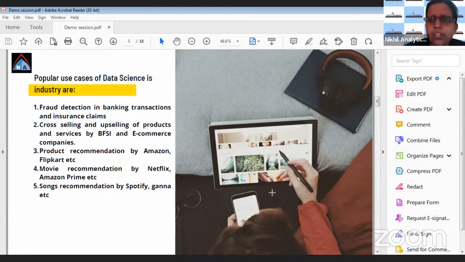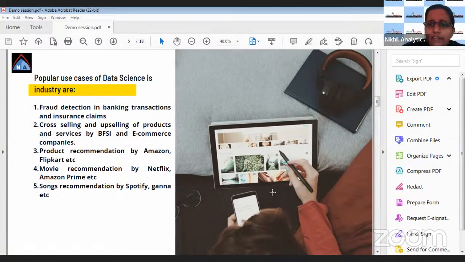Suppose you are searching for a book. Let's say you are taking one book on data science, and once you have clicked on that and you're checking its features, down below you will see that people who have bought this book have also seen these books as well. So recommendations will come.